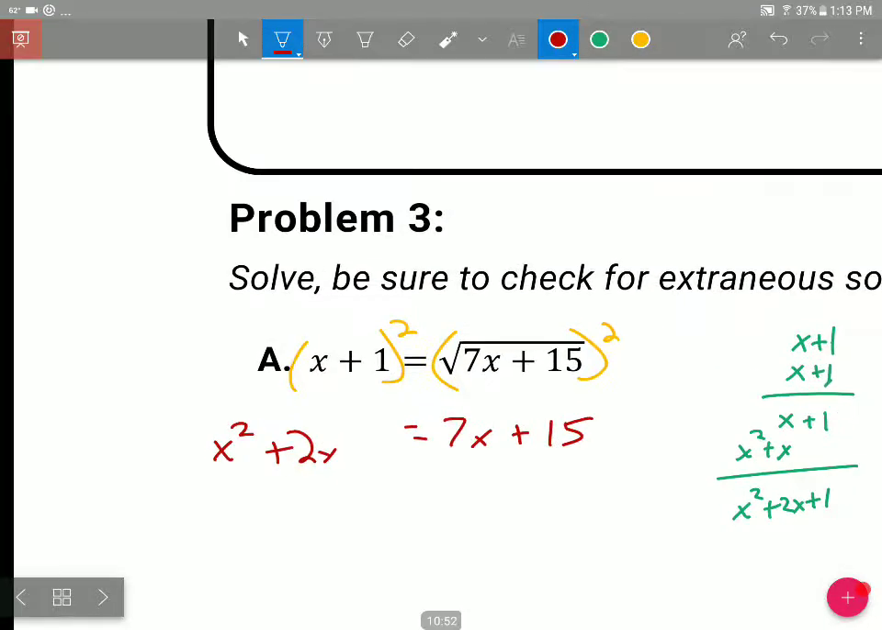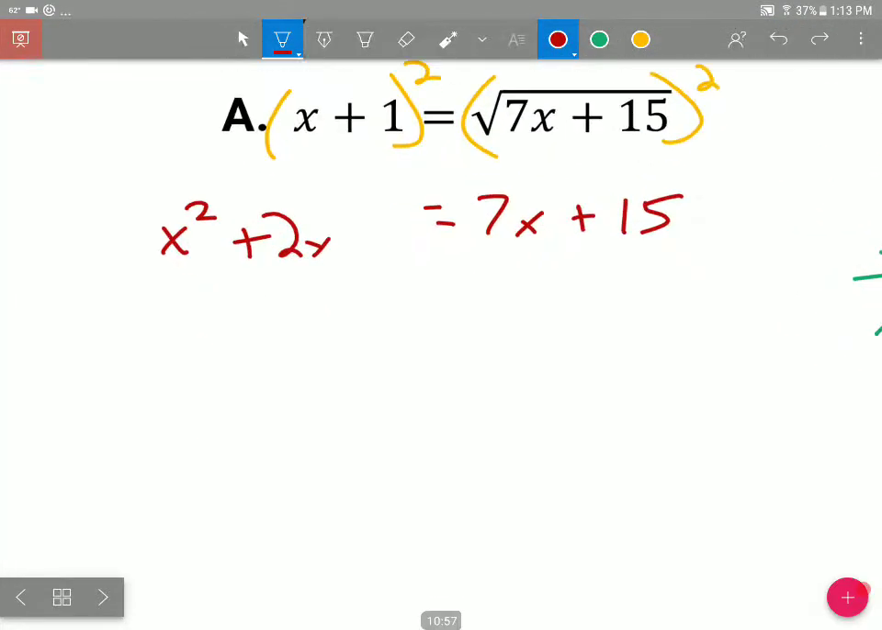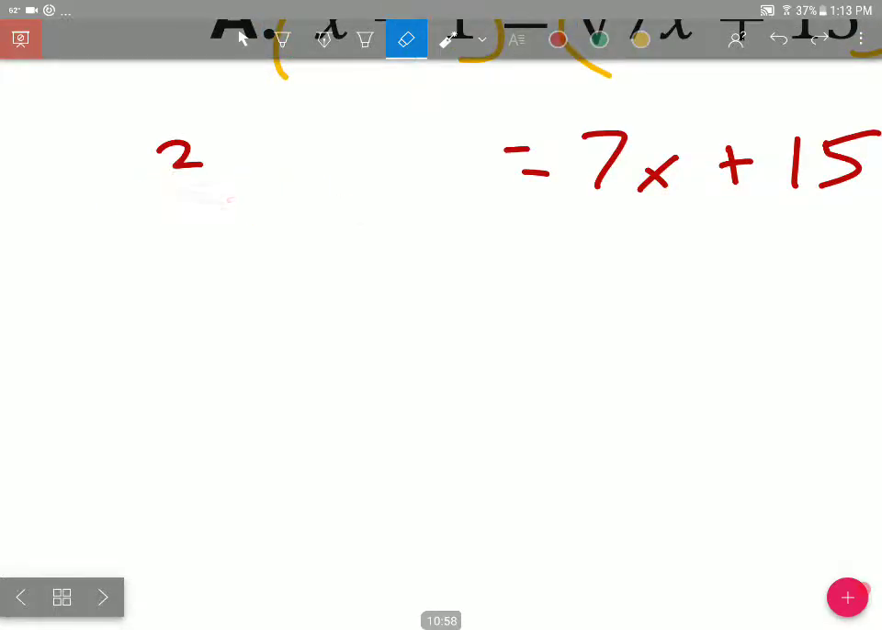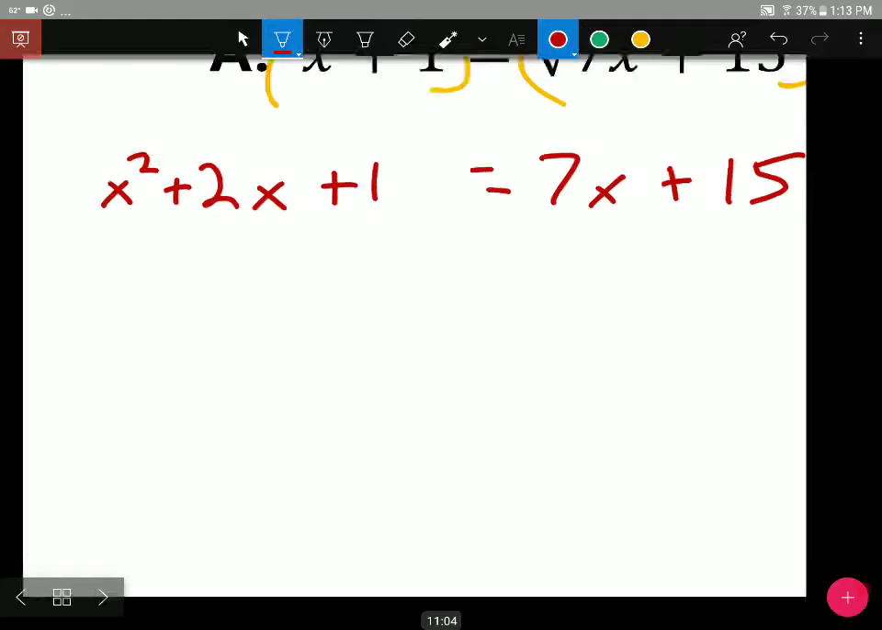Stop it. Why is it doing that? And then it marks there. I love this program sometimes. X squared plus 2x plus 1. There we go.